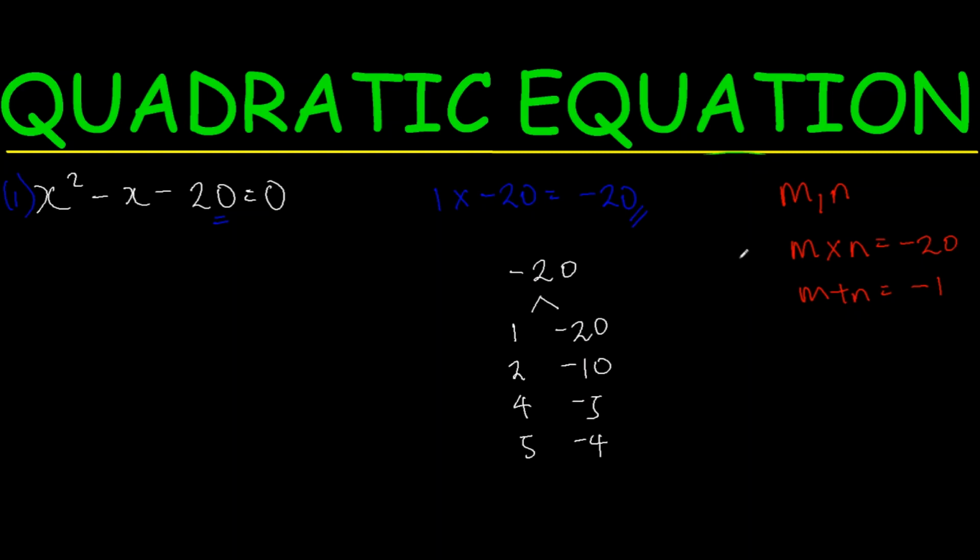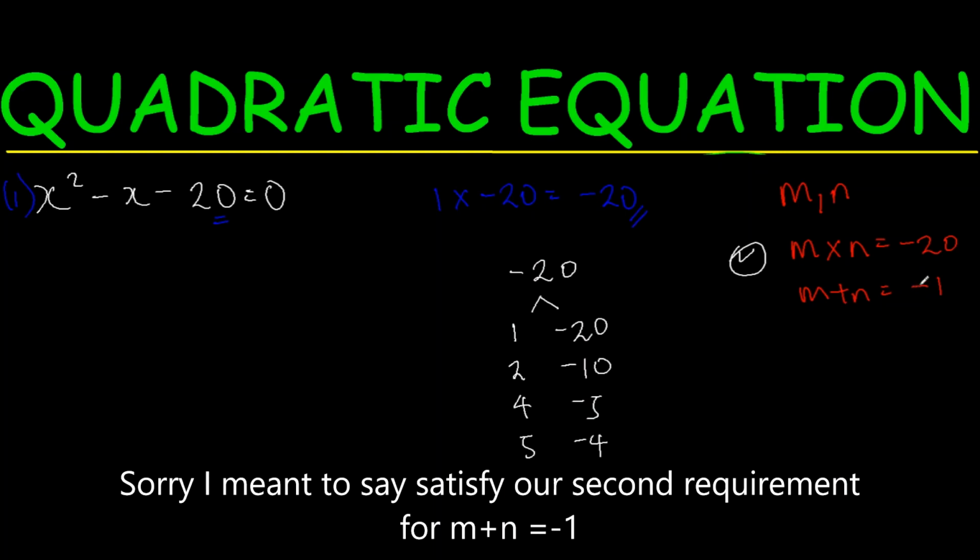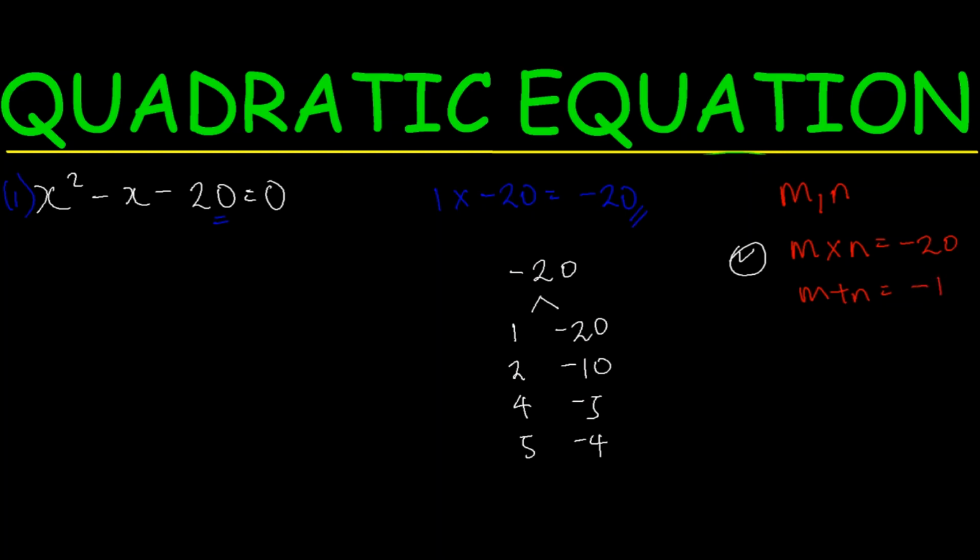So these are the numbers that can satisfy our first requirement. Now we have to satisfy our requirement, that is, the two numbers have to sum up to minus 1. Looking at our list, we have seen that only the two numbers minus 4 and minus 5 sum up to minus 1. So therefore, our two numbers are 4 and minus 5, which we can also write as 4x and minus 5x, because we will have to replace this in our equation with 4x minus 5x.